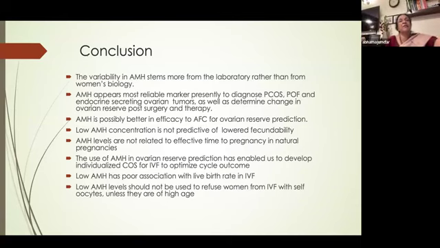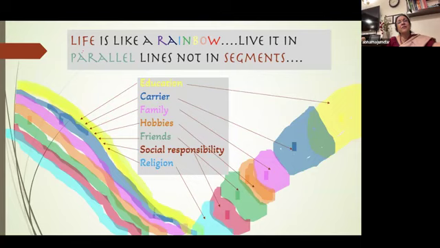Now I'm coming to my life lesson. Please understand, life is like a rainbow. We are all doctors. Live it in parallel lines, not in segments.